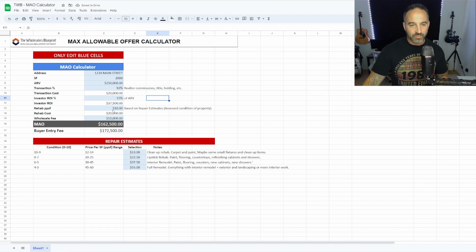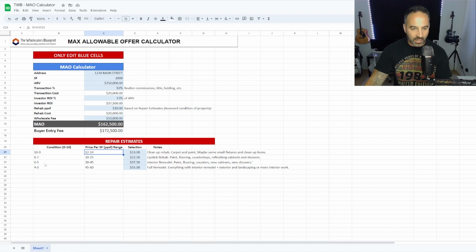But I would say if you're new, keep it at 15. The rehab price per square foot, you're going to reference this table down here. And basically what you're looking at is the condition of the property from 0 to 10. And then that's going to give you an estimated price per square foot of rehab cost. So if it's a 9 to 10, you basically just clean up, rehab, carpet and paint, maybe some small fixtures. This is a very light rehab. You're going to be somewhere between $12 and $14.